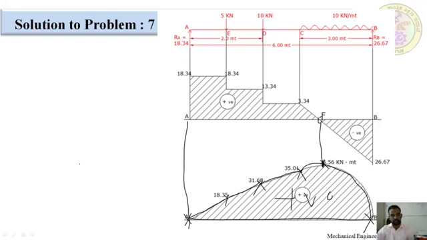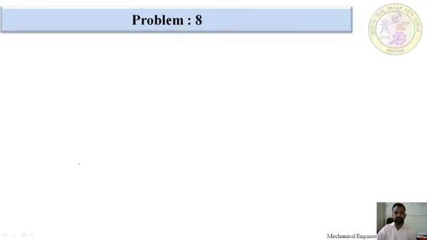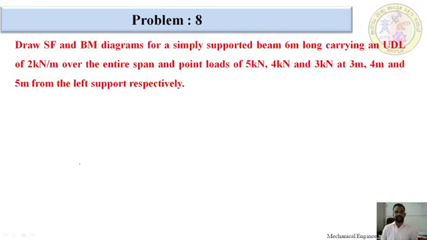Next we will move to problem number 8. This problem is supposed to be read very carefully. Draw SF and BM diagram for a simply supported beam of 6 meter long. How much length have they given? 6 meter. It carries a UDL of 2 kilonewton over the entire span. The UDL is given over the full length. How much magnitude? 2 kilonewton per meter.